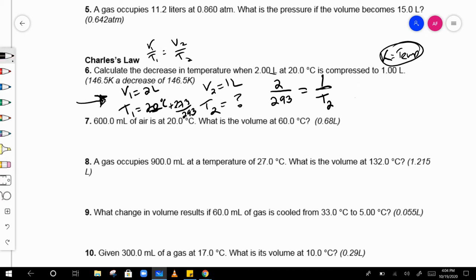So now, sometimes people have trouble solving for the ones that are on the bottom here. And I understand, but it's really, really simple. What you do is you cross multiply. So 2 times T2 equals 293 times 1. So you cross multiply and you set them equal to each other. Okay? And now you're solving for T2 here. So divide by 2, divide by 2. And then T2 is equal to 293 over 2, which is 146.5 K.